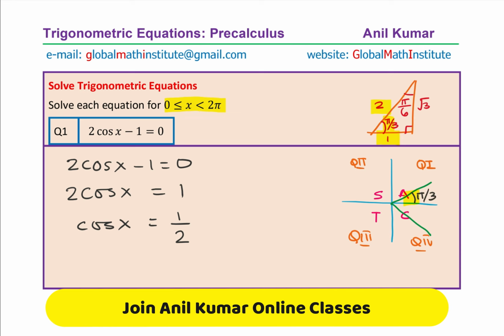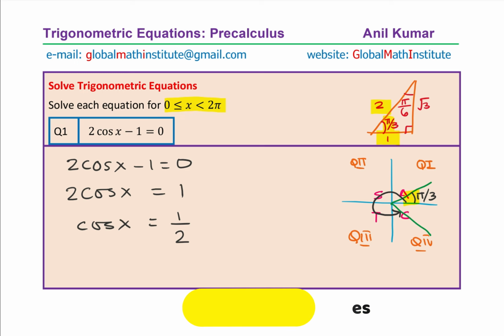So we know this related acute angle here is pi by 3, which is one of the solutions. The other one is the related acute angle pi by 3 in quadrant 4, which will be 5 pi by 3. So we get the value of x as pi by 3 and 5 pi by 3. Make sense? So these are the two values for which the equation will be satisfied.